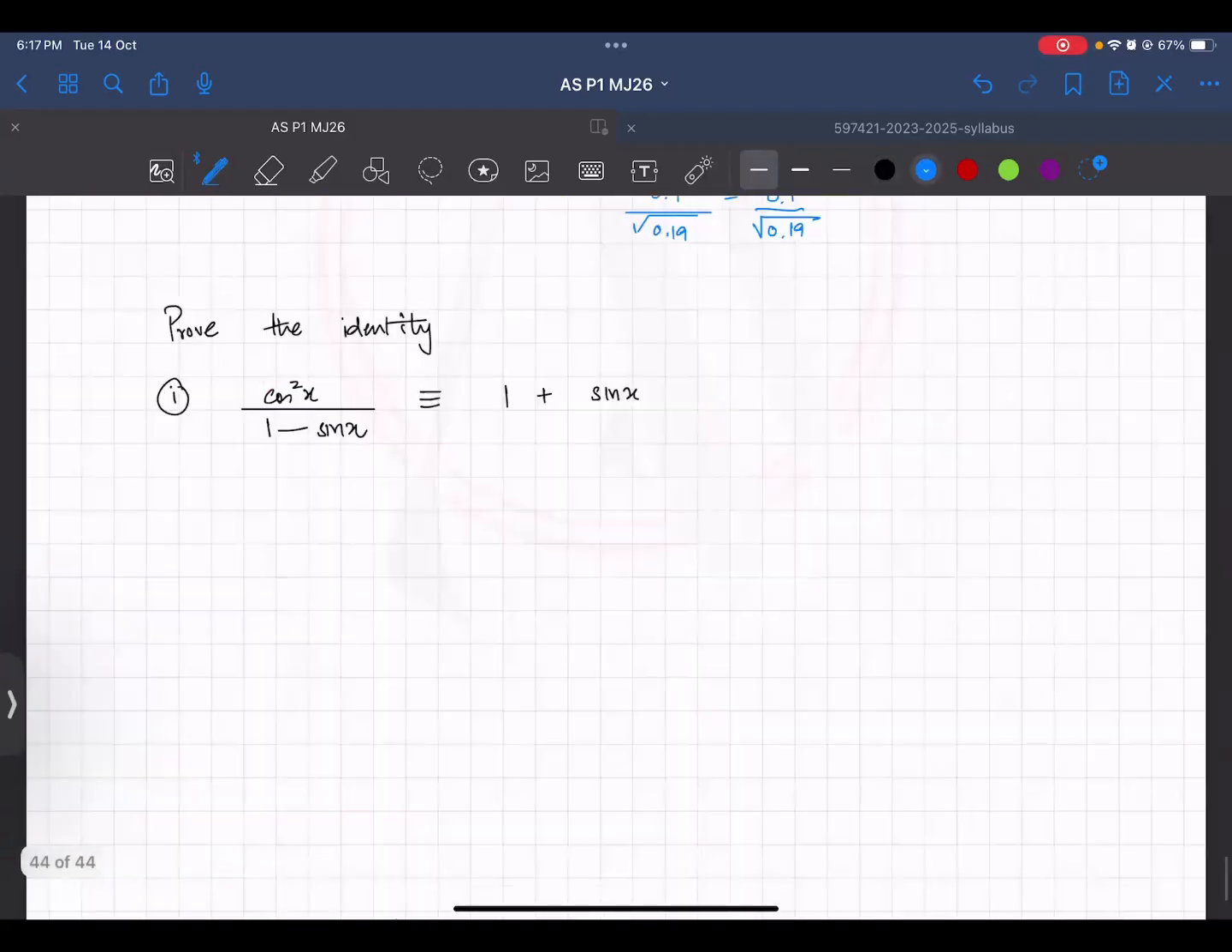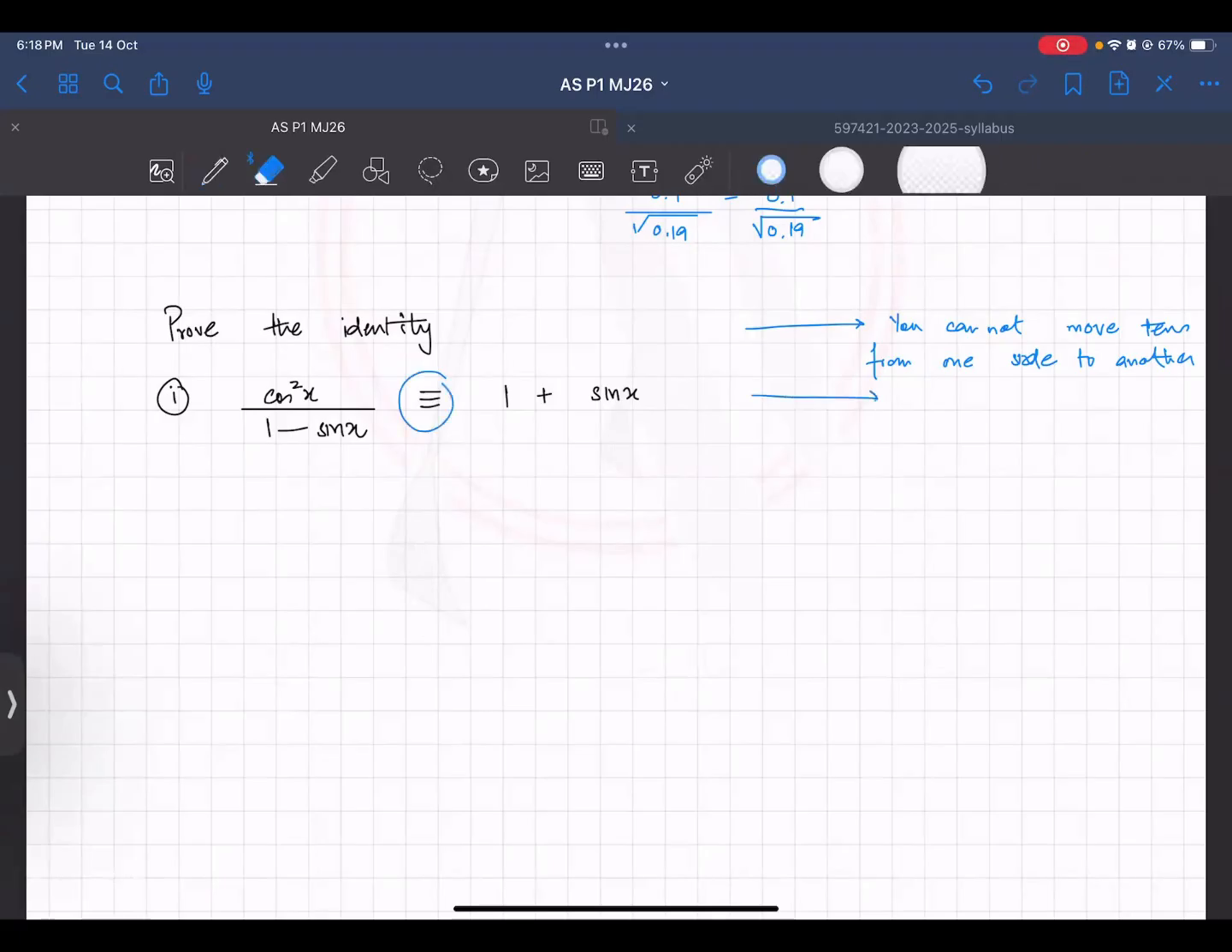So whenever you want to show this, you cannot move terms from one side to another. You won't directly put something over there and multiply. You will keep everything on the left side on the left, and everything on the right side on the right. You cannot move things around the equality sign.